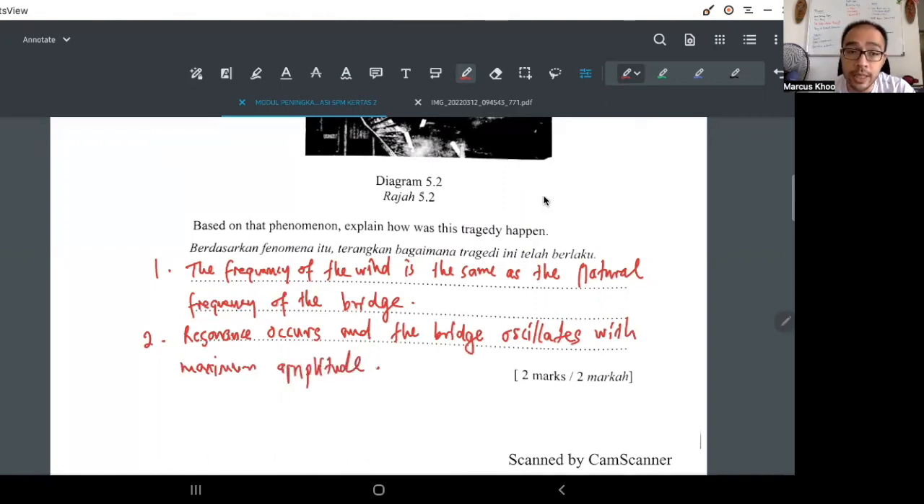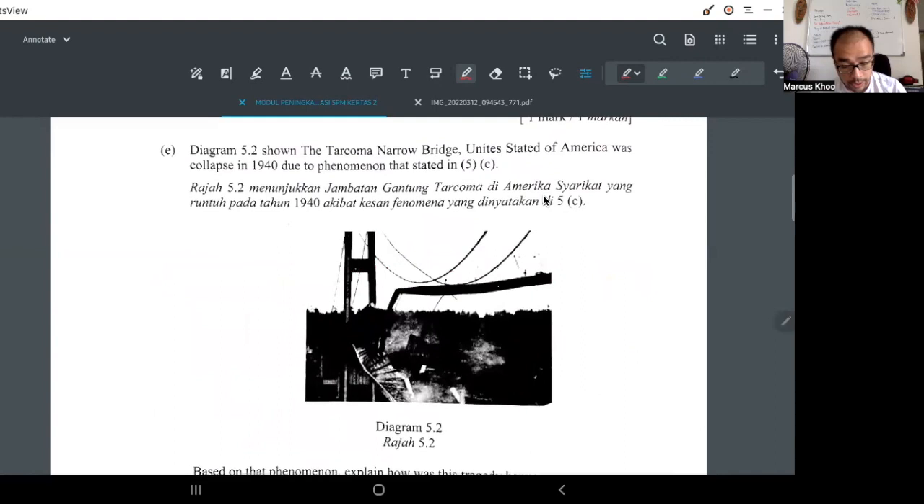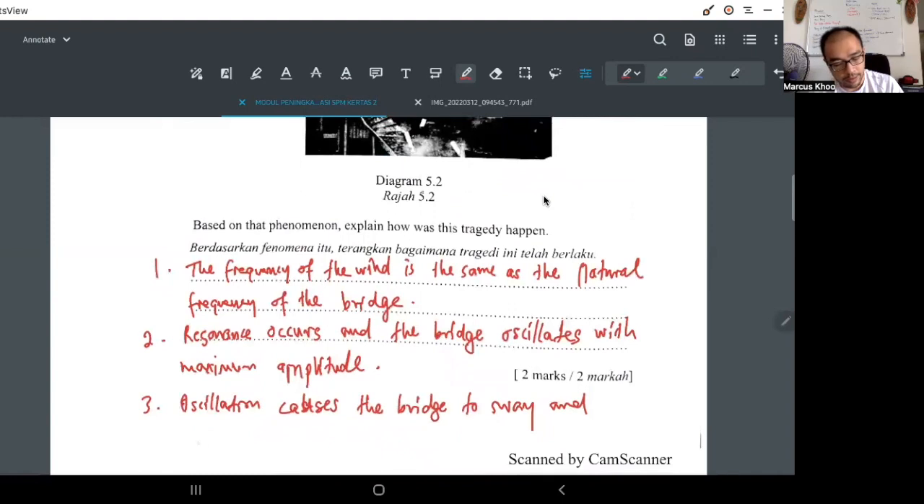Okay, resonance occurs and the bridge oscillates with maximum amplitude. Okay, the third point is not necessary, but just to finish the story. So the oscillation causes the bridge to sway and collapse, because the word here is collapse. Okay, and finally, collapse.